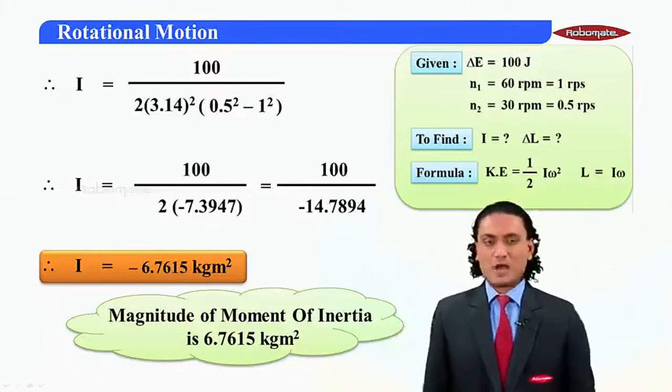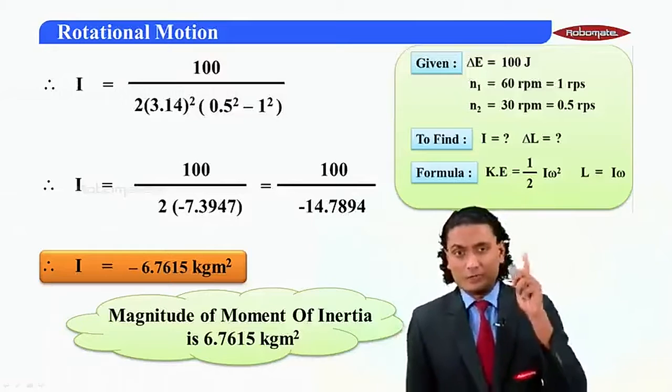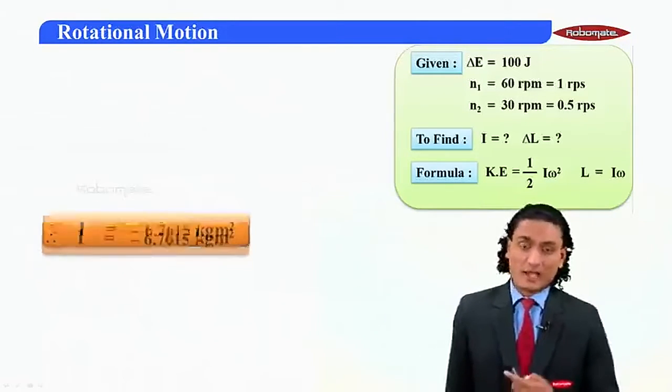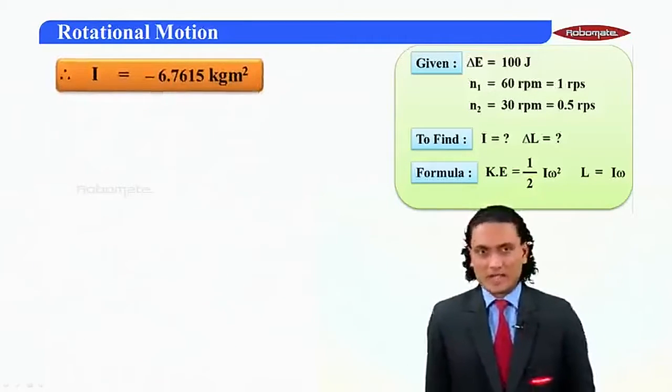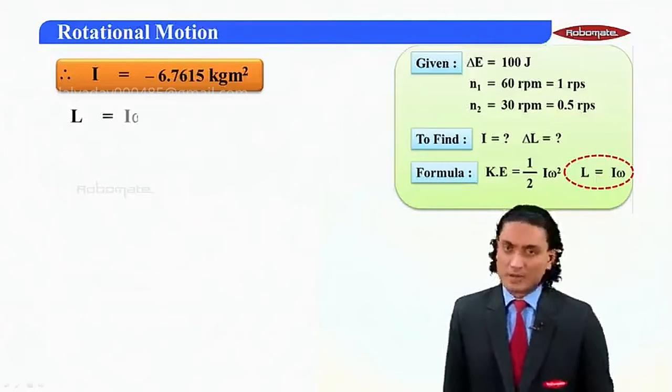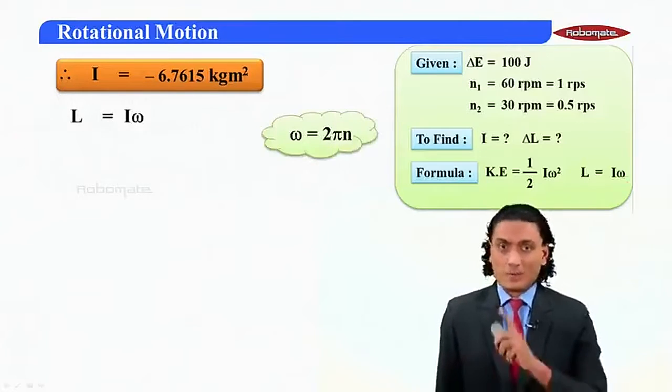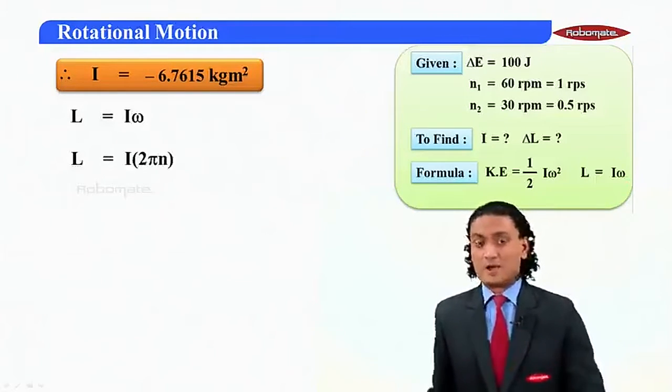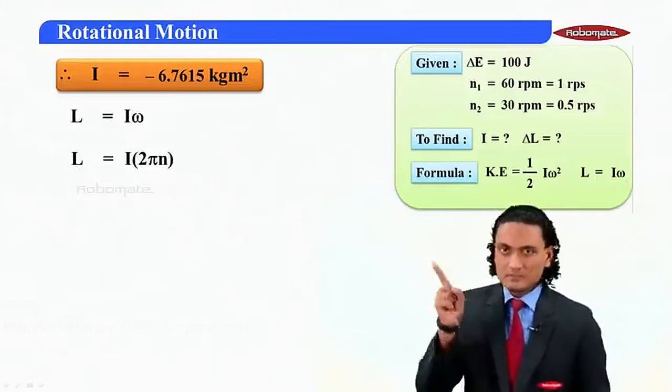Alright. So now, the problem is not yet over. We need to find out what is delta L. So let me go on to delta L. Now students, for delta L, first you see the formula. L is I omega. Now I know omega is 2 pi n. So then L will become I into 2 pi n. This is the formula for L.